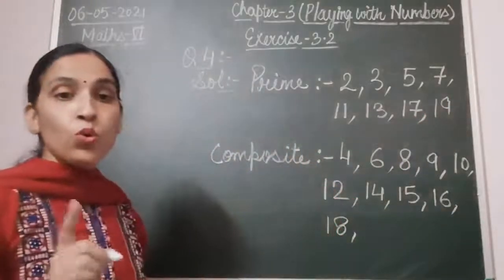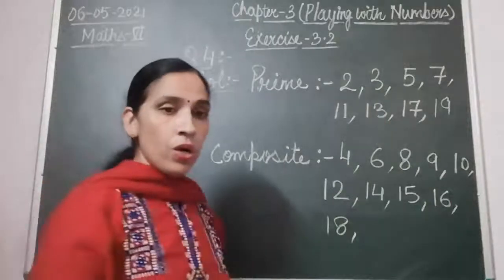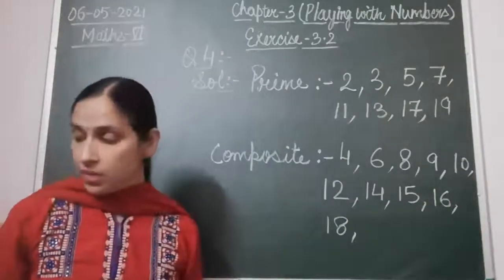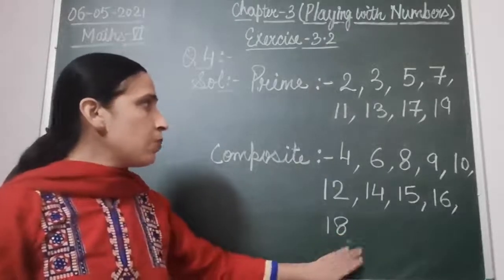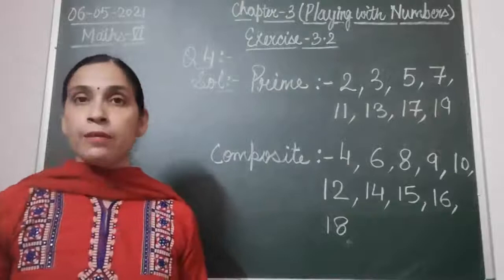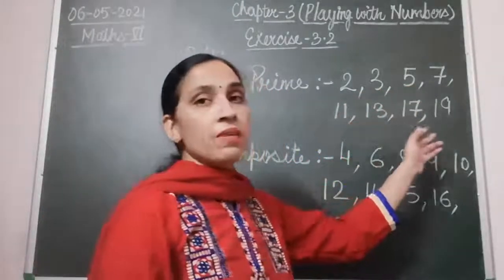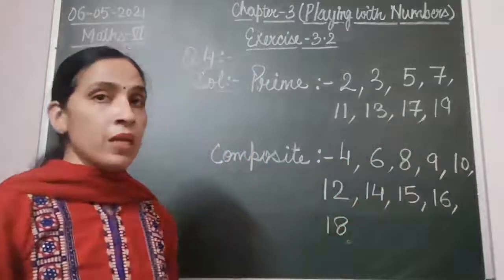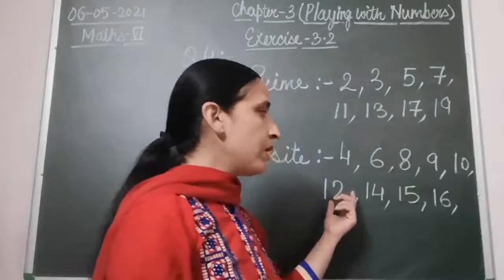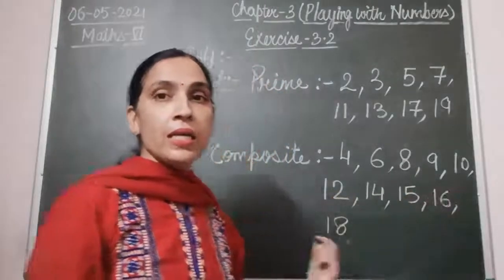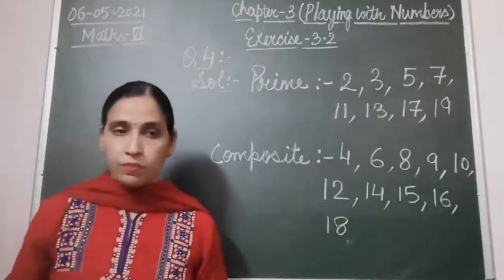Now, in the question it is written less than 20. So here we are not going to write 20. Up to 19 only we are going to write it. So these are the prime numbers less than 20: 2, 3, 5, 7, 11, 13, 17, 19. And 4, 6, 8, 9, 10, 12, 14, 15, 16 and 18, these all are composite numbers.